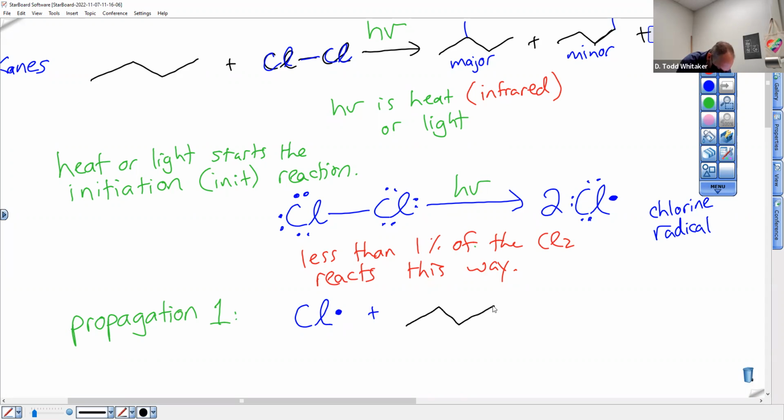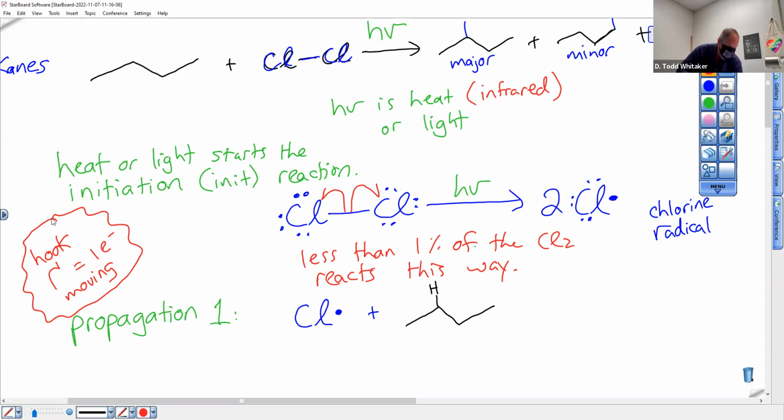So before we do propagation step 1, the mechanism above is fascinating. The heat causes the bond to pop in half. So you tell me what these curved things are, and don't say arrows. They're not. They're called hooks. Hook, H-O-O-K. A hook equals 1 electron moving. One electron, that makes sense, right? Arrows have the double head, and that's 2.